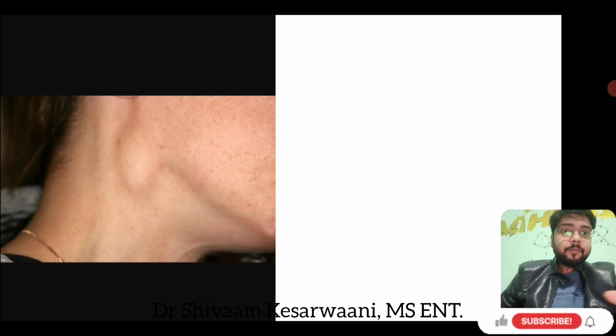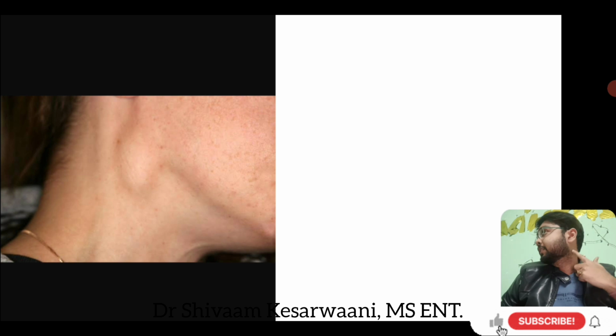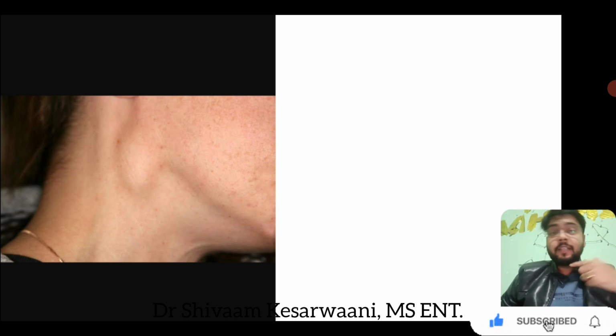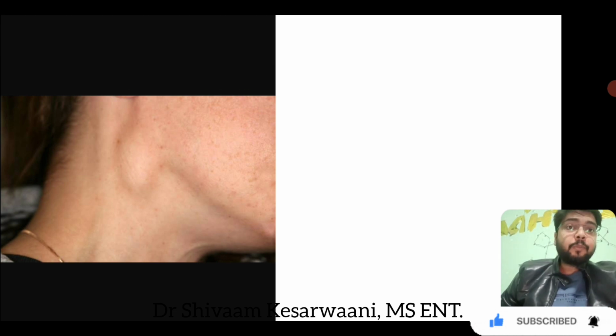The other thing is the location. Deep cervical lymph nodes will be at levels 2, 3, 4, right? So these levels, and not in the parotid region. So here the most probable diagnosis is your parotid swelling.